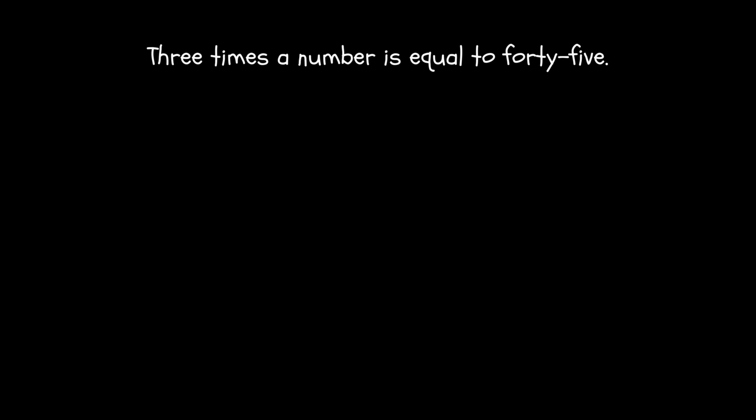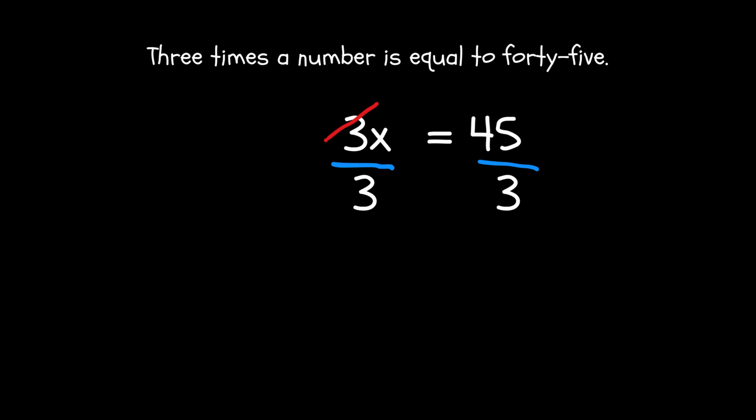3 times a number is equal to 45. Now we have 3 times a number, simply 3x. Let's divide both sides by 3. Our final answer is 15.